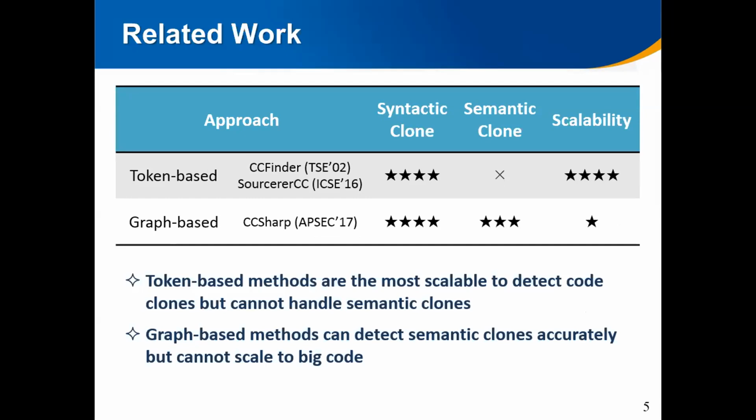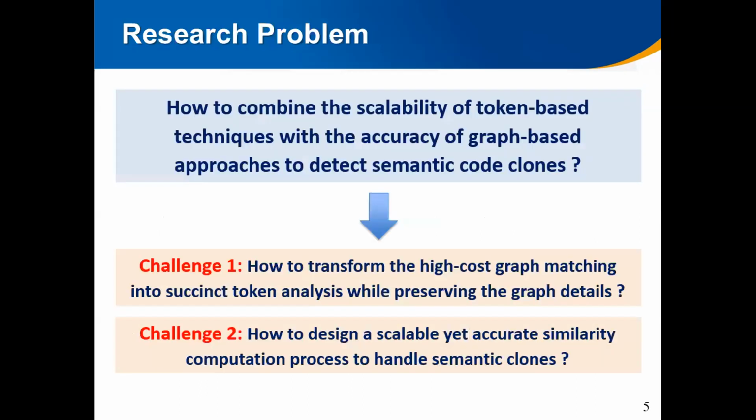To address the issues, researchers conduct program analysis to distill the semantics of code fragments into graph representations and perform graph matching to measure the similarity between given codes. Compared to token-based techniques, these graph-based detectors can achieve higher effectiveness on detecting semantic code clones. However, they cannot scale to big code due to the heavy time consumption of graph matching. Therefore, we raise a research question. Can we, and how to, combine the scalability of token-based techniques with the accuracy of graph-based approaches to detect semantic code clones?